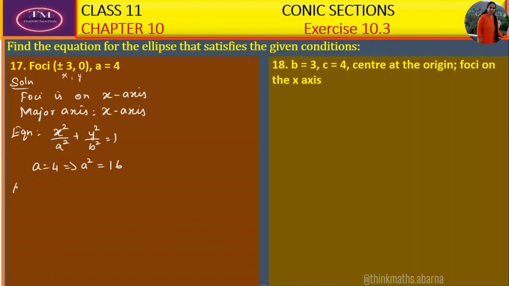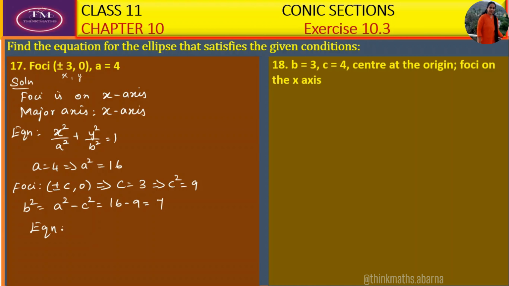Now foci. What will be the foci if the major axis is x-axis? It is plus or minus c comma 0. So comparing with the given foci, c will be equal to 3. That means c square equal to 9. Now we have to find out b square. What is the relation? B square is a square minus c square. So it is 16 minus 9, which is 7. So b square equal to 7. So therefore what is the equation? It is x square by a square, which is 16, plus y square by b square, which is 7, equal to 1. This is the required equation.